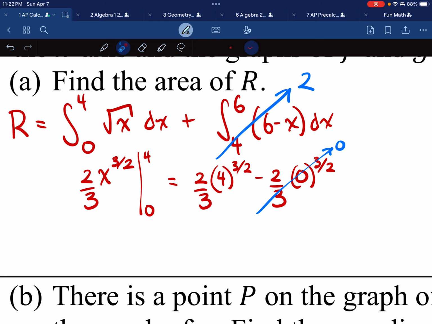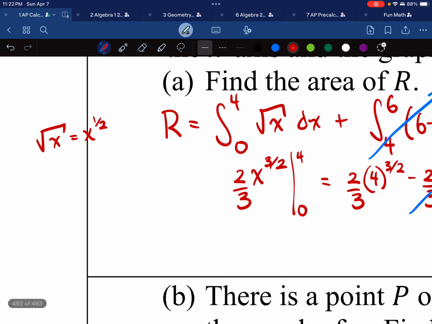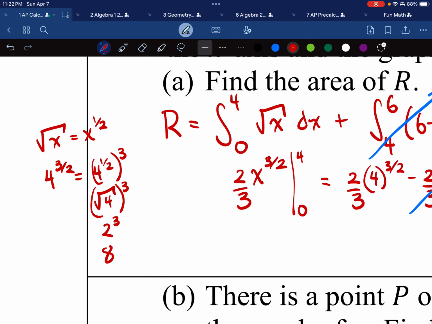Unfortunately, you still need to figure out what that is. How do you do 4 to the power of 3/2? Well, I'm glad you asked. 4 to the power of 3/2 is the same thing as 4 to the power of 1/2, to the power of 3. How did I know that? Because 3 times 1/2 is 3/2, and a power to a power you multiply. Did you also know that 4 to the power of 1/2 is the square root of 4? Which means this is really 2 to the power of 3. And did you know that 2 to the power of 3 is 8? I did.